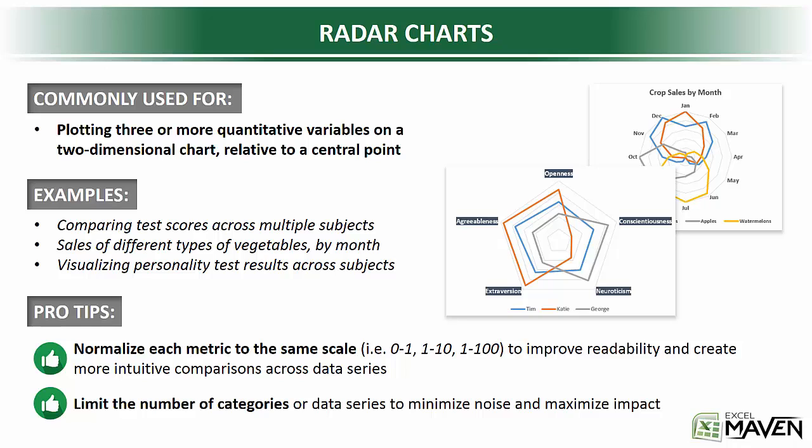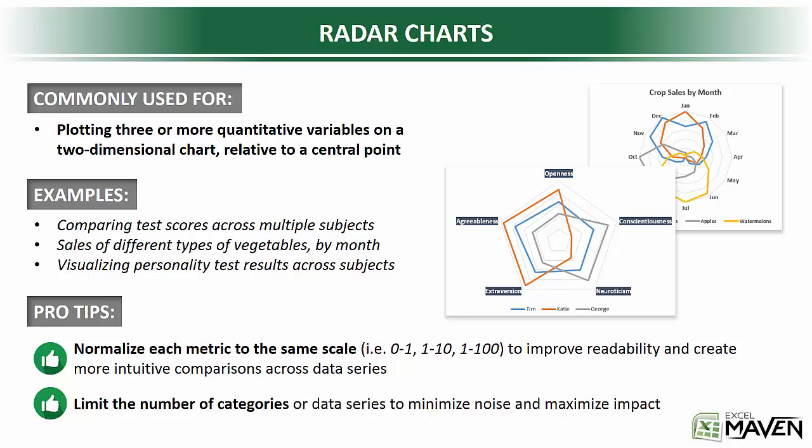Some example data sets where you might use radar charts: something like comparing test scores across multiple subjects, looking at sales of different types of vegetables by month, visualizing personality test results across subjects. The idea is to get a quick visual representation of which directions the data skews.